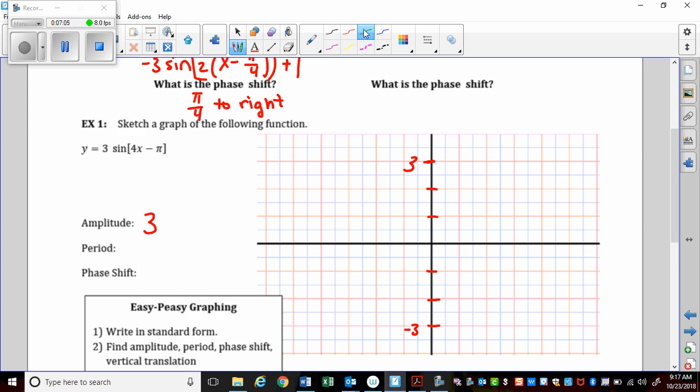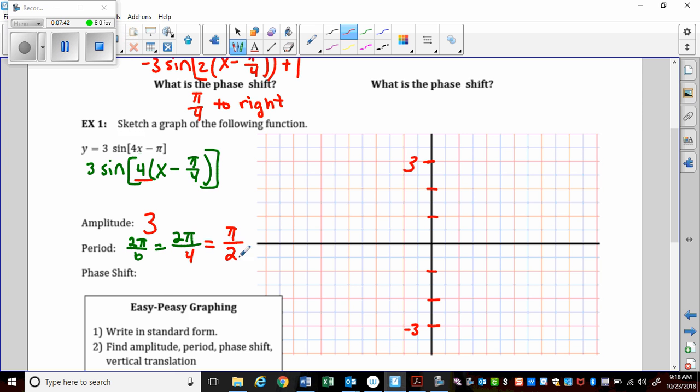And my period is 2 pi divided by b, but I have to factor out the 4. So I'm going to rewrite it: 3 sine bracket 4 parentheses x minus pi divided by 4, which is pi over 4. You're going to see this a lot. Now my period is 2 pi divided by whatever b is, and that's 2 pi divided by what we factored out. We factored out a 4, so 2 pi over 4 is pi over 2, I believe. Tell me if I'm wrong.